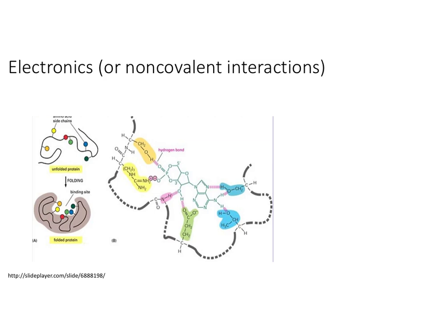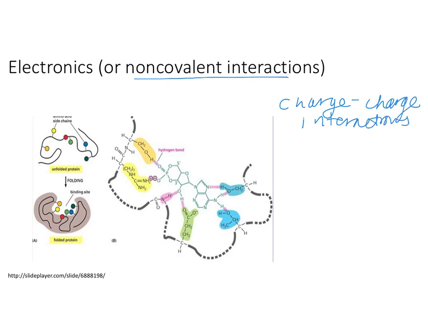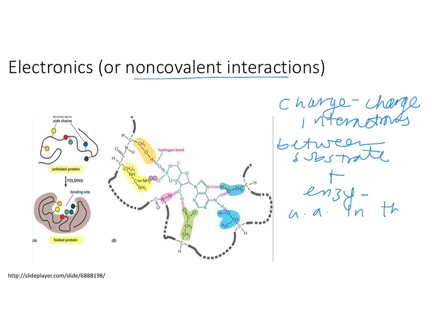The next one is electronics. I'm hoping this one is the easiest for you to grasp because this is the non-covalent interactions. Okay, so these are the charge-charge interactions. Charge-charge meaning charge of the substrate and charge of the enzyme. Charge-charge interactions between the substrate and the enzyme, or more specifically, the amino acids in the active site.